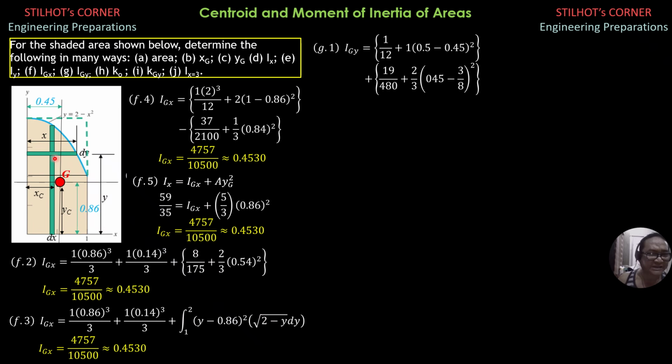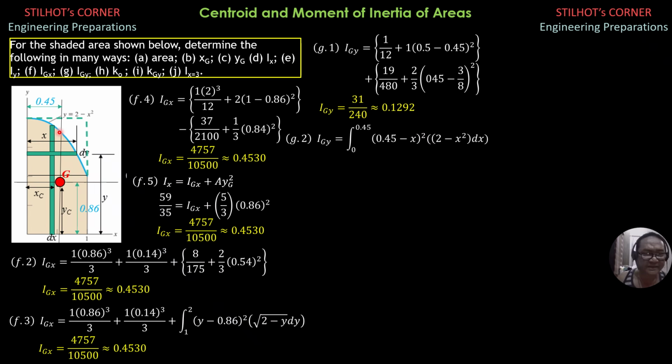And the distance between the centroid of the entire section and the centroidal y-axis of the parabola. Remember, this is 3/8 for the parabola. 3/8 of 1 is 3/8. So it is 0.45 minus 3/8, then quantity squared. Calculating, it is the same. It is 31 over 240 or 0.1292 units to the fourth. Method number 2, IGY equals, by integration, considering a vertical strip.